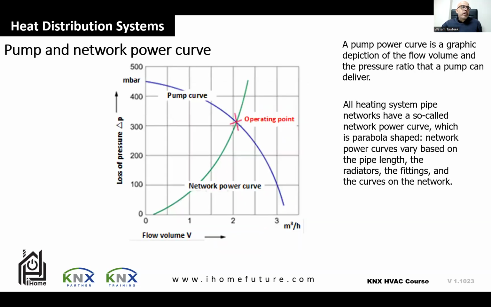Here you also have a curve showing the efficiency between the pump curve and the operating point. You don't really need to understand that, but you have a flow volume and a loss of pressure, and the optimum point is the equilibrium between them. So as the volume increases, the pressure decreases. A pump power curve is a graphic depiction. Heating systems by network have a so-called network power curve, which is parabola shaped. Network power curves vary based on the pipe length and the radiators.